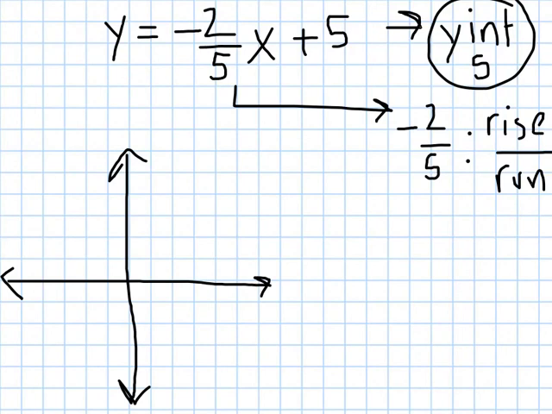Alright, so let's start with our y-intercept first. 1, 2, 3, 4, 5. Okay. And then from my y-intercept, I'm going to rise negative 2, run 1, 2, 3, 4, 5. Rise negative 2 again, so go down 2, run 1, 2, 3, 4, 5. And then from there, assuming I can draw a straight line on this, we have the equation of our line graphed right there.